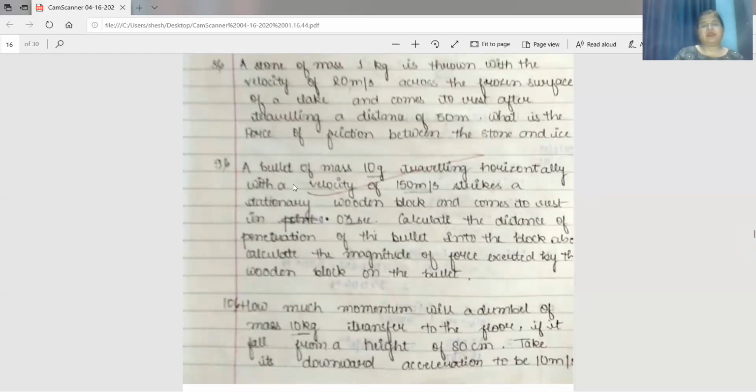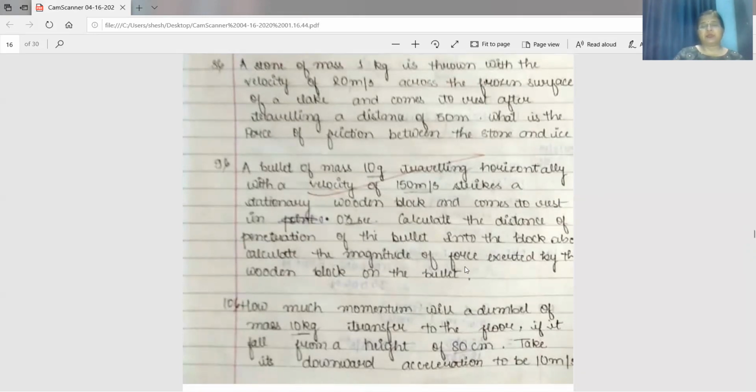Traveling horizontally with the velocity of 150 meter per second. So u is 150 meter per second. Strike a stationary wooden block and comes to rest. So final velocity is 0, in time 0.03 second. T is 0.03 second. Calculate the distance of penetration of the bullet. You are asked to find out S into the block.